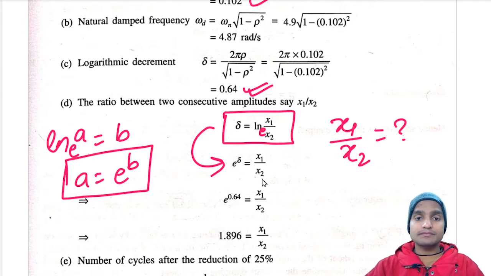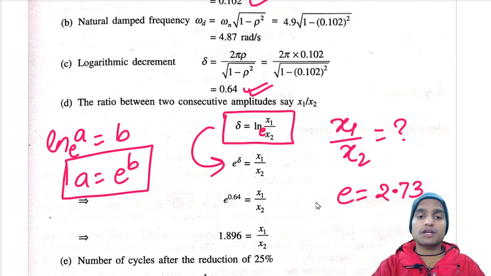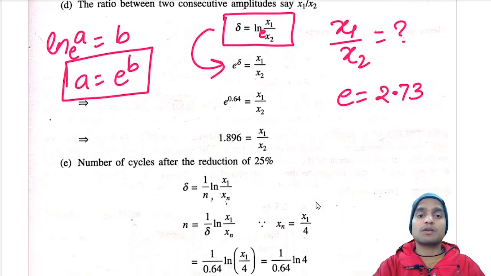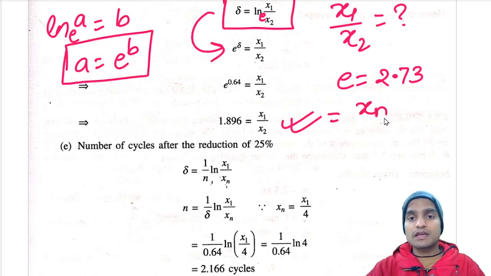Now the delta value we have calculated, which is equal to 0.64, and we can raise e to this exponent. e is equal to 2.73, and you can do it in your calculators. So x1 by x2 can be obtained as 1.896. Now this is a constant. This can be for any successive amplitudes. It can be equal to xn by xn plus 1 also, no problem.